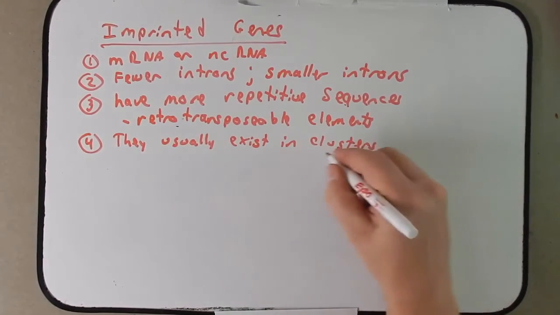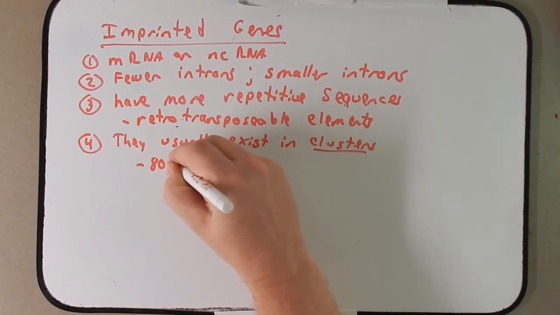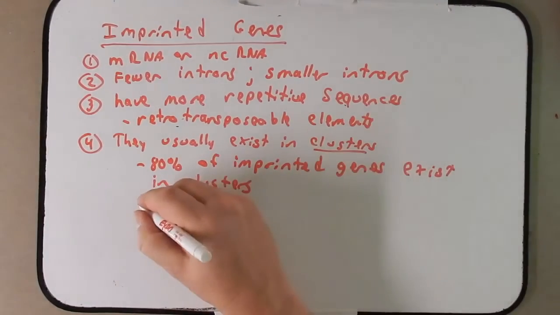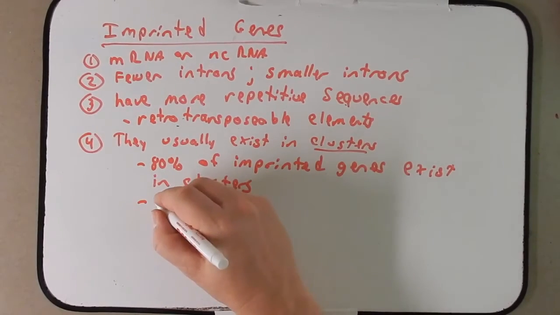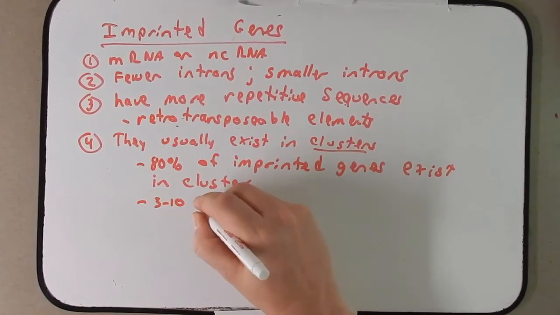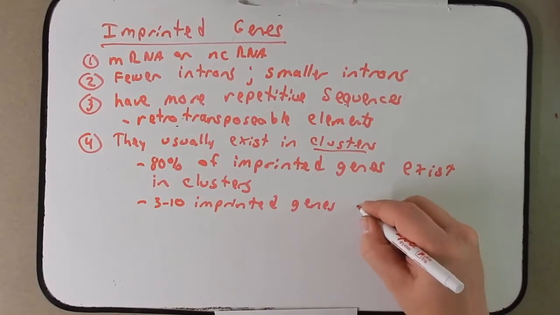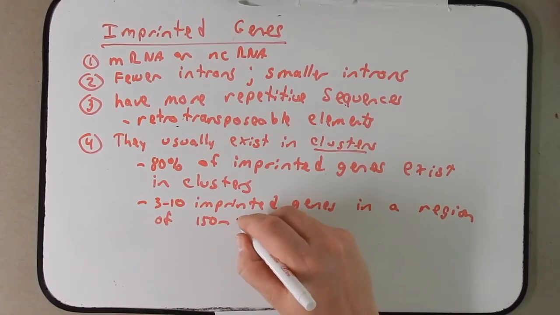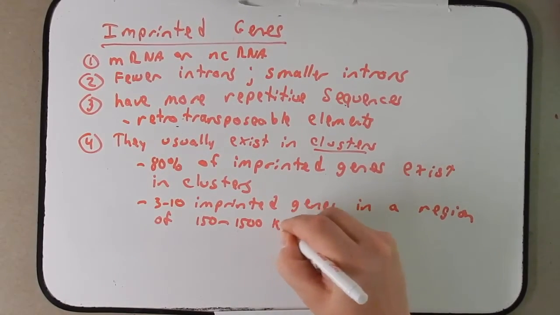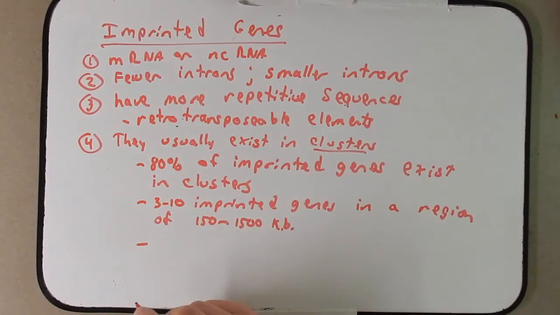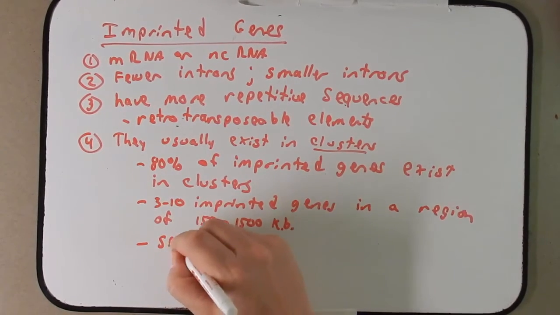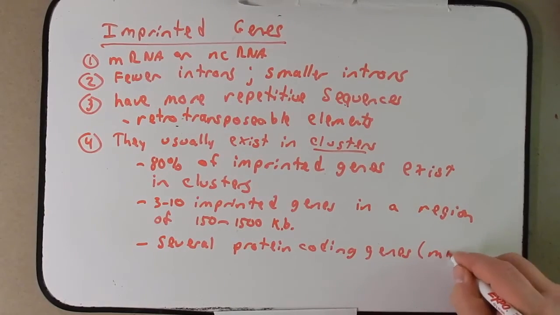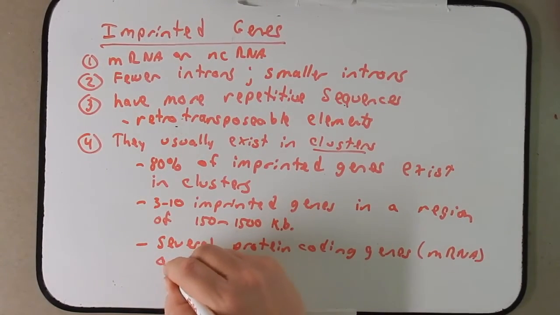One of the strongest characteristics of imprinted genes is that they usually exist in clusters of other imprinted genes. We know that about 80% of imprinted genes exist in clusters. How do we define a cluster? Well, anytime we have 3 to 10 imprinted genes in a region of 150 to 1500 kilobases.